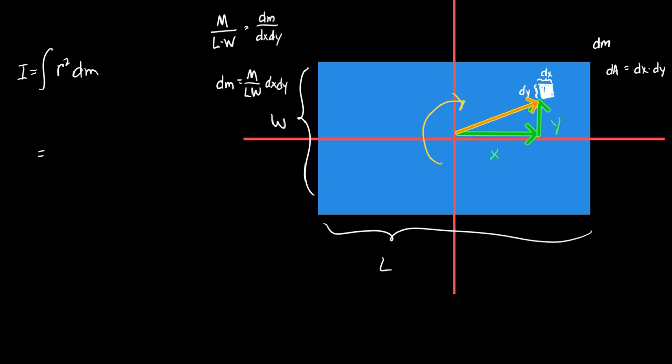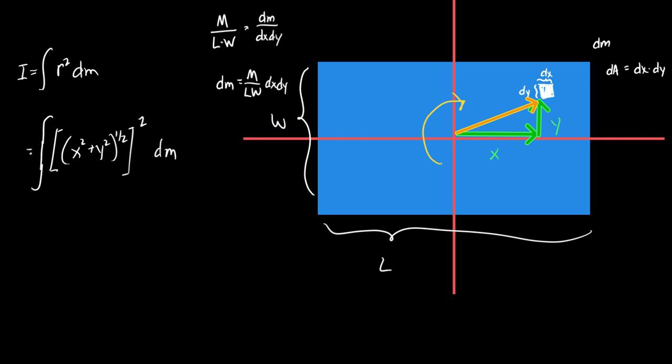Square root of x squared plus y squared, then squared. All righty. Square root of x squared plus y squared, then square it. Got it. Still need my integral symbol out front, and I still have my dm there.